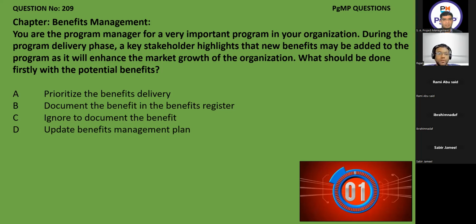The second answer, B is correct because B I have selected because benefits are listed first in the benefit registry to track the improvements and also. Yes, and one other important thing is that we are in the program delivery phase. It means that we are in the middle of my program. That was the tricky point here. That's why I put this thing.